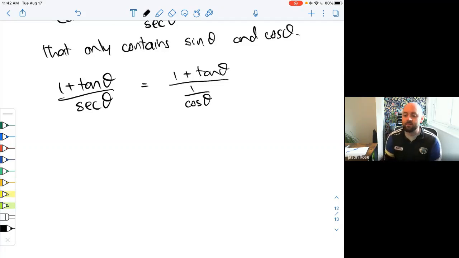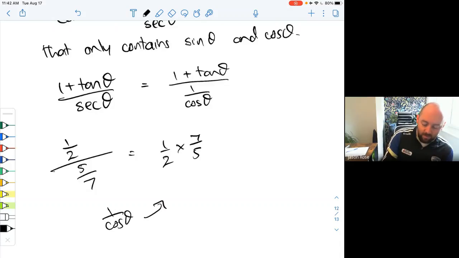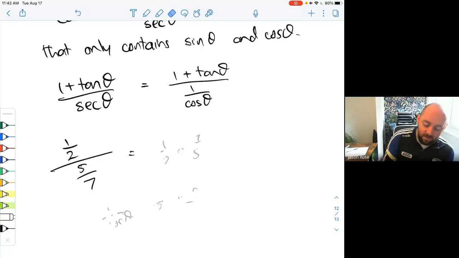Multiply by, yeah, no, you have the right idea. Let's get away from trig functions for a second. Let's say I see 1 over 2 divided by 5 over 7. You can change that into 1 over 2 multiplied by 7 over 5. So in this case, the 1 over cosine is going to turn into cosine theta over 1. So you're going to multiply by cosine instead of dividing by 1 over cosine. I think that's what you mean. So that's what we're going to do.